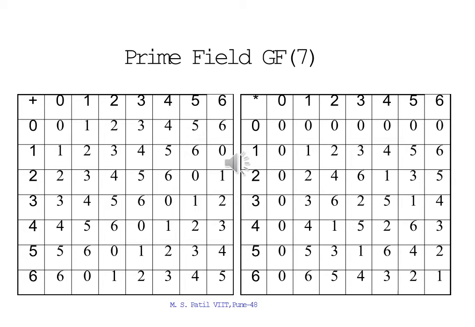Similarly, 3 into 5. So 5 3s are 15. 15 mod 7 will become 1. So 3 and 5 are multiplicative inverse of each other. And 6 into 6, 36. 36 mod 7, remainder will be 1. So 6 is its own multiplicative inverse.